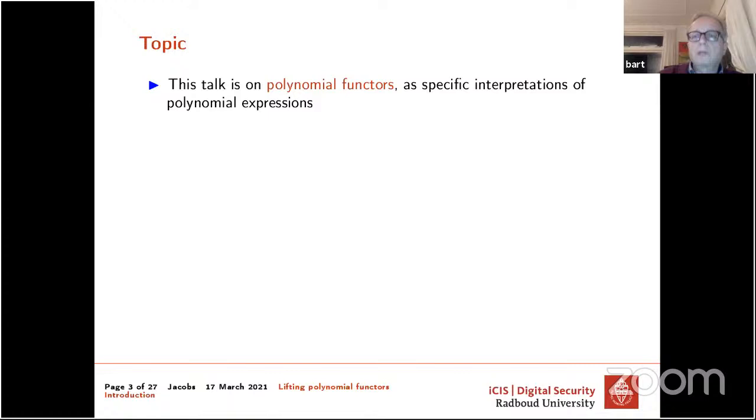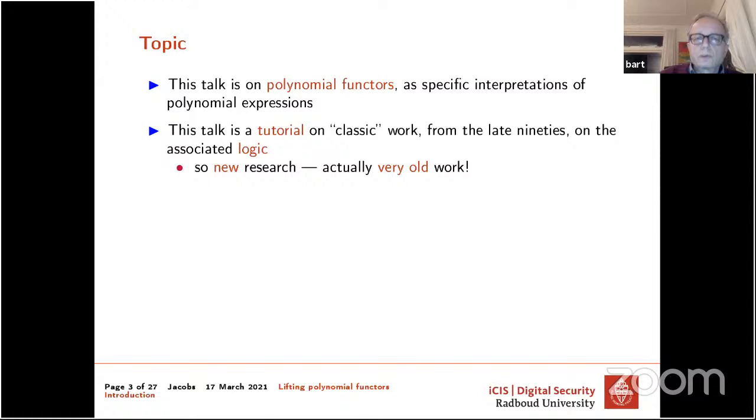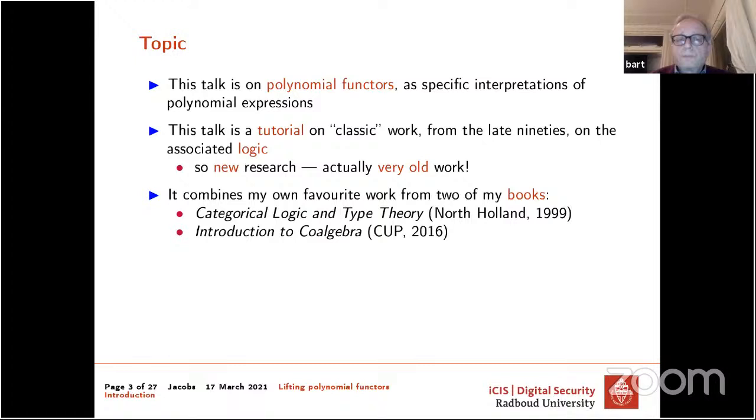And as I said, it's a tutorial on classic work from the late 90s, on polynomial functors and the associated logic. It's not new work, it's actually old work, you could say, certainly in this area, more than 20 years old. And it combines two of my favorite topics, which I actually cover in books. One on categorical logic, which is very much about fibrations and their theories and their use in logic. Another is introduction to coalgebra.